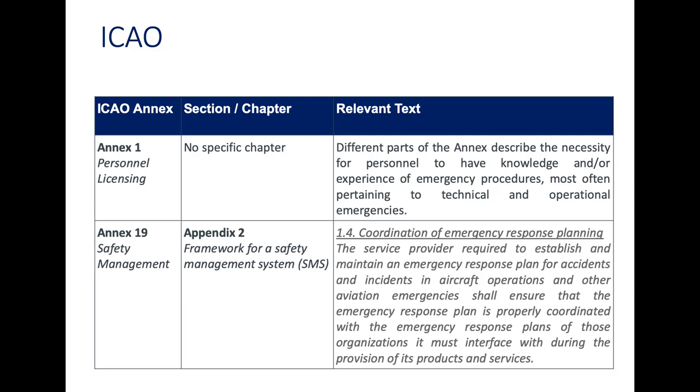Annex 19, Appendix 2, Safety Management Systems, requires coordination of emergency response planning. It says the service provider is required to establish and maintain an emergency response plan for accidents and incidents in aircraft operations and other aviation emergencies, and shall ensure that the emergency response plan is properly coordinated with the emergency response plans of those organizations that it must interface with during the provision of products and services. So what that is saying is our planning must also consider who we work with. It may be ground handlers, it may be the airports, it may be power supply companies, for example. We should be thinking about working with them on our emergency response and business response plans. Recognize we're all interconnected.